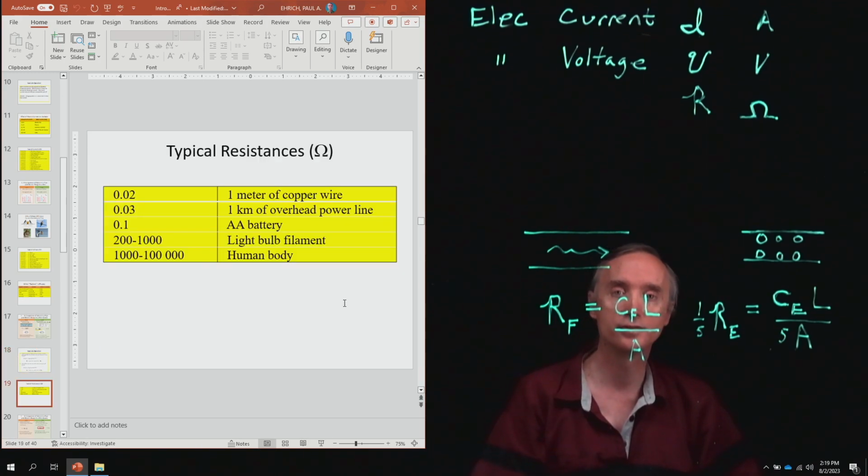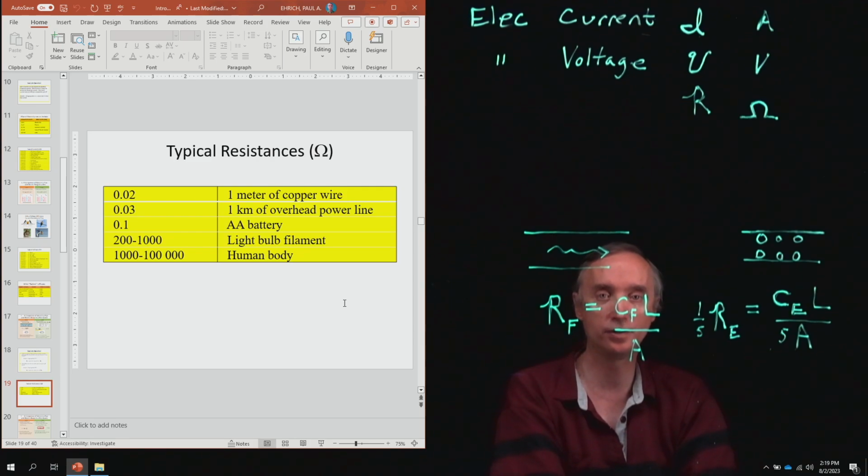So here are some typical resistances in ohms, just for your entertainment value there.